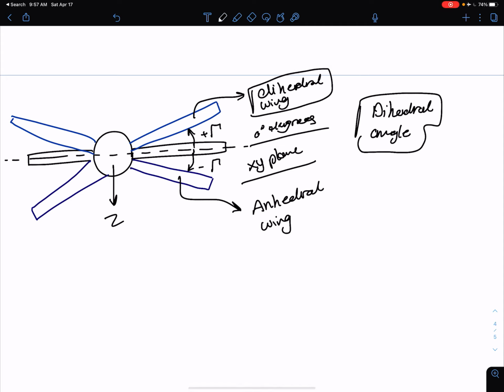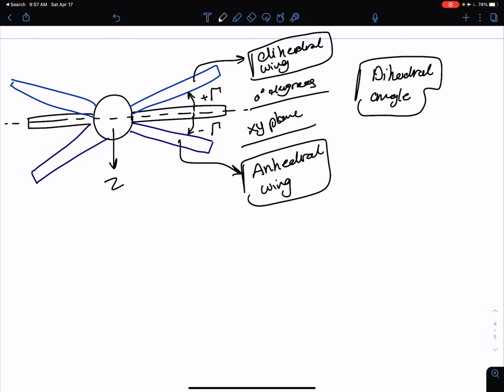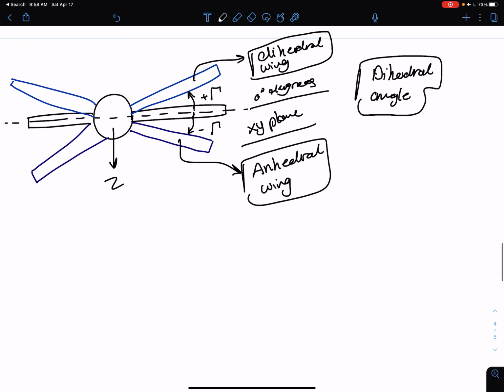So we also have these types of designs, but the question is, why do we have these designs? It is possible to design anything, but its use is going to be very important. The main effect of these dihedral and anhedral angles is their effect on the stability of the aircraft.